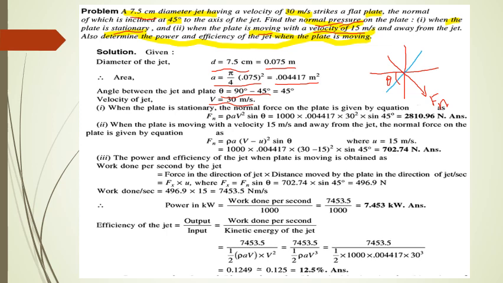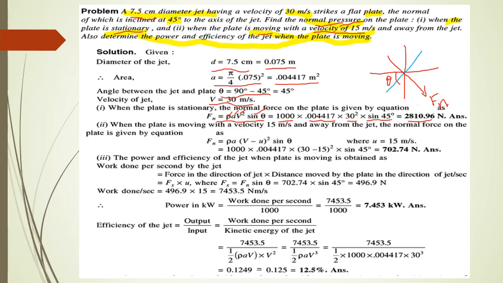Formula for the stationary plate: Fn equal to rho a v square sin theta. We know the value of rho, the a value, and also the v square value and sin theta value. Substituting the values, rho equal to 1000 into area 0.004417 into velocity 30 square into sin 45. We get the Fn value 2810.96 newtons. We can also convert newtons into kilonewtons.